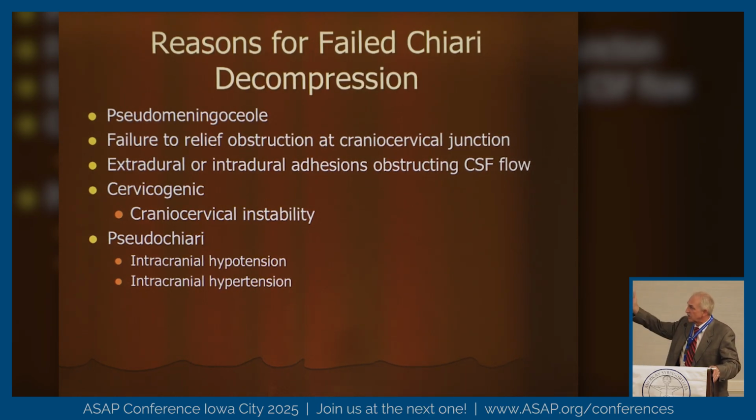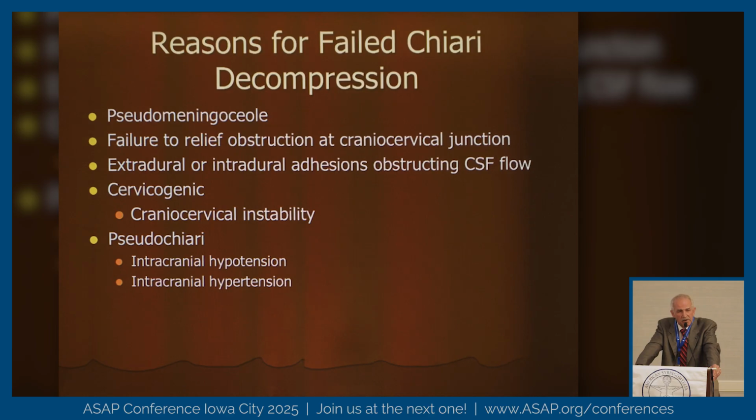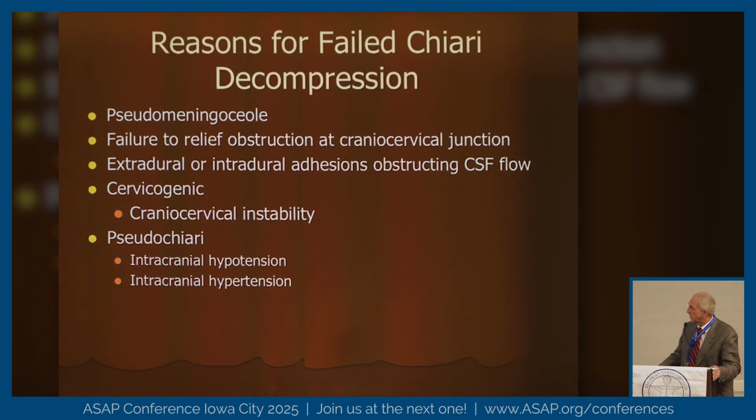One, they could have a pseudomeningocele. Two, they could have failed to relieve the obstruction with the initial surgery. And then this plays into some of the arachnoiditis discussion that was discussed earlier: could there be extradural or intradural adhesions obstructing CSF flow? I'd be curious to see how you think that would be detected. We often do just a cine MRI, but I often wonder whether that's really sensitive enough to pick up something like that. But maybe that's something I might ask you.